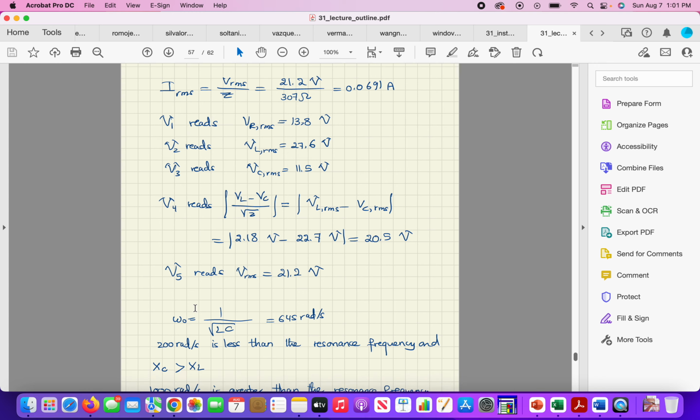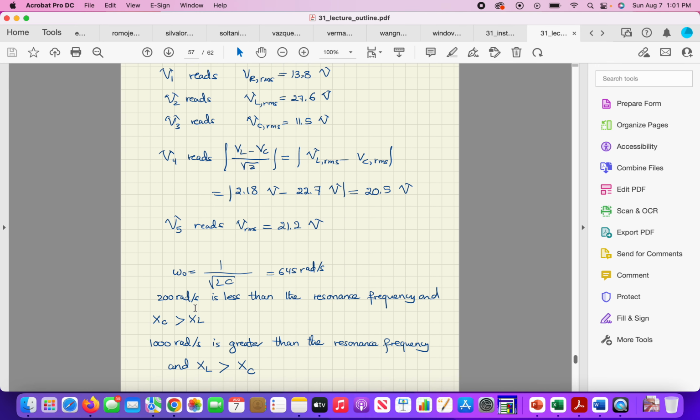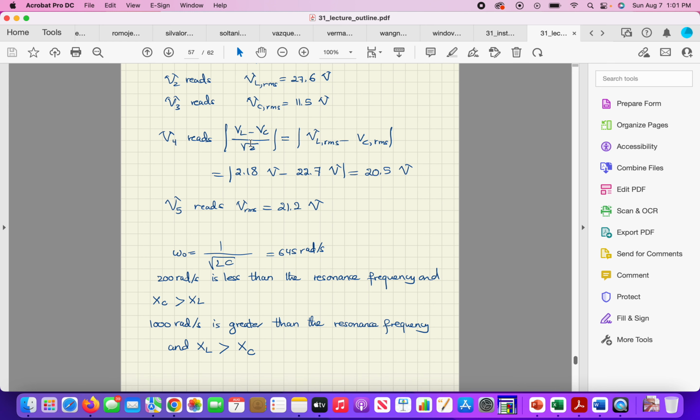We know that the resonance frequency is omega 0 equals 1 over the square root of LC. One of the frequencies that was given is below resonance, and one is above resonance. When the frequency is below the resonant frequency, XC is going to be greater than XL, because it is now dominant. And when it is 1000 radians per second, which is greater than the resonance frequency, XL is going to be greater than XC.